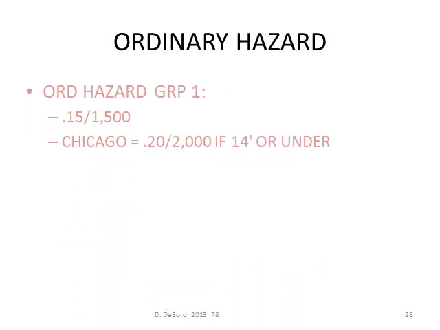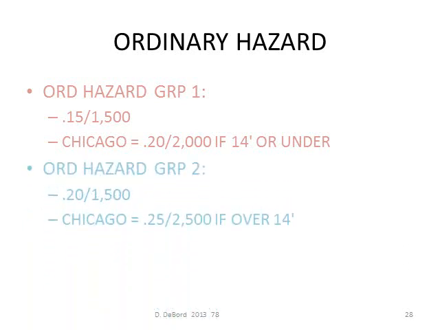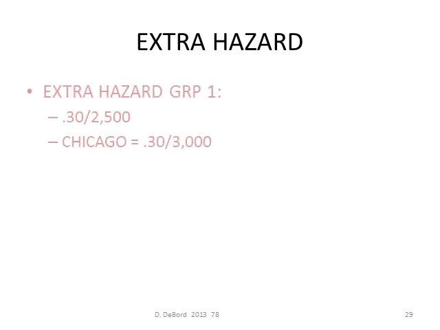Ordinary hazard is 0.15 over 1,500 square feet, but in Chicago it's 0.20 over 2,000 square feet if 14 foot or under in height. Ordinary group 2 is 0.20 GPM per square foot over the most remote 1,500 square feet, except in Chicago it's 0.25 over 2,500 if over 14 feet. An example of ordinary hazard group 2 is mercantile. That means that shopping malls, well, they might not, so you have to make sure that you cover that. And mercantile spaces.